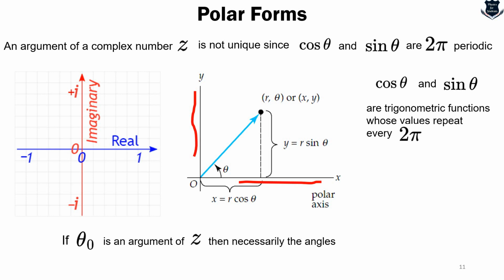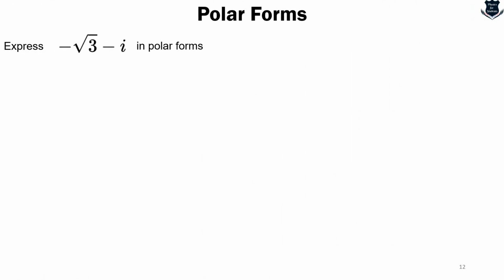So in other words, as you can see right at the bottom, I have written that if theta 0 is an argument of z, then theta 0 plus or minus 2 pi, theta 0 plus or minus 4 pi, and so on, are also arguments of z. It shows that when you rotate through 360 degrees, it gives you the same values, and that is why it is periodic. Now this example which I have given is not very clear, I understand. Let me show you with another example.